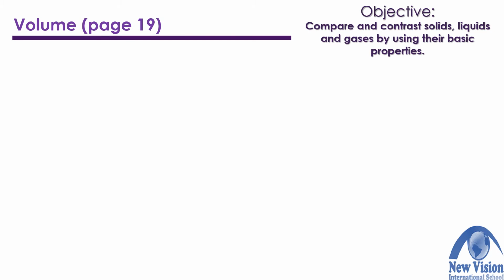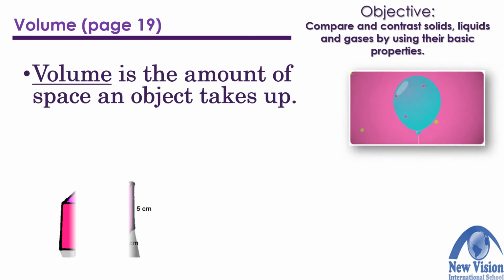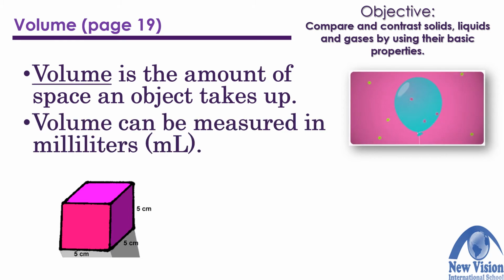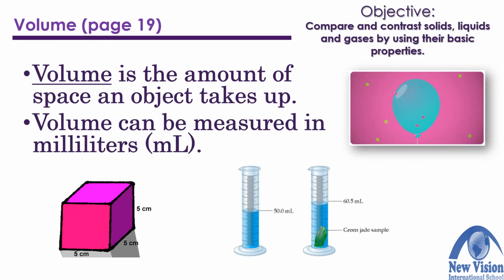Another way to describe matter is by its volume. Volume is the amount of space an object takes up. If you remember the definition of matter, that is anything that takes up space and has mass. The phrase takes up space actually refers to volume. Volume can be measured in milliliters.